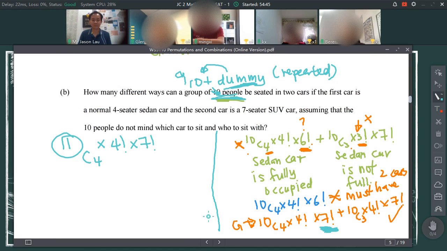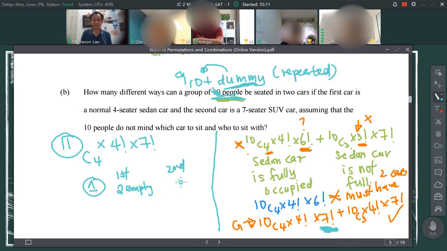But if it's two empty seats, then case 1 is that the first car doesn't have empty seats. Case 2 is the second car doesn't have empty seats. Then case 3 is both cars have empty seats. Sorry, the first case is if the first car has no empty seat, and the second case is if the second car has one empty seat. Anyway, like that.